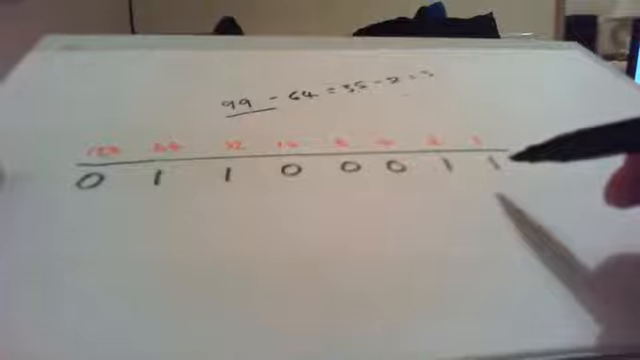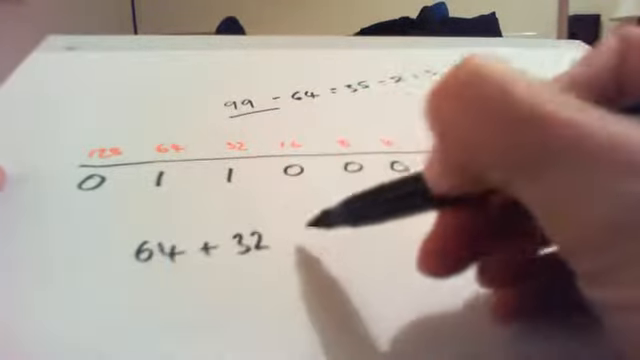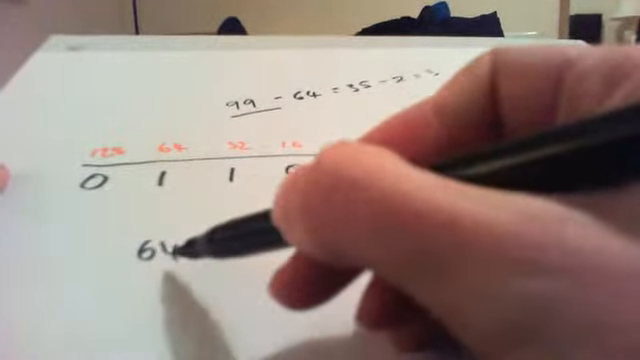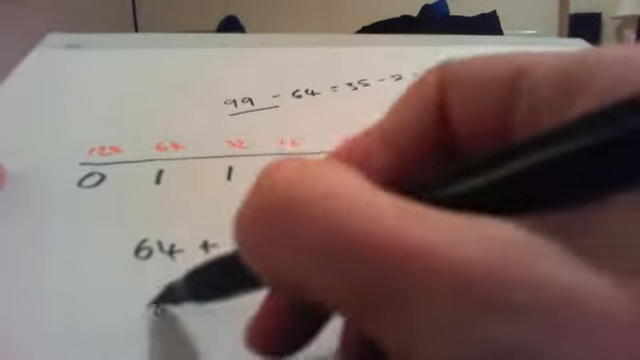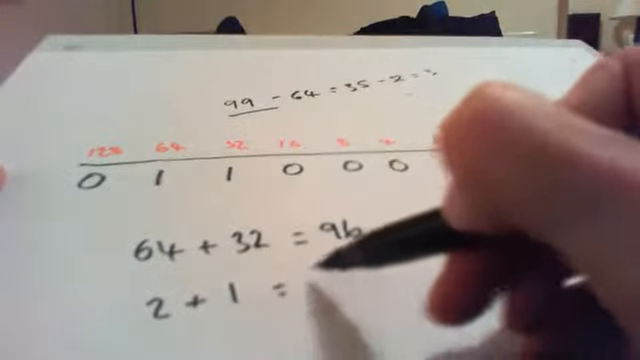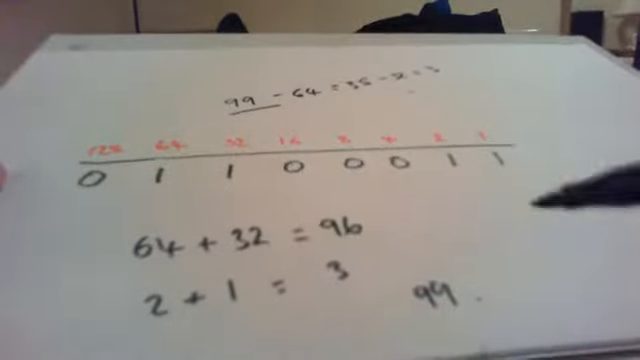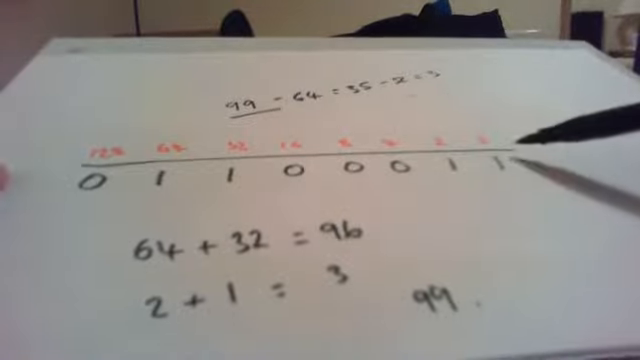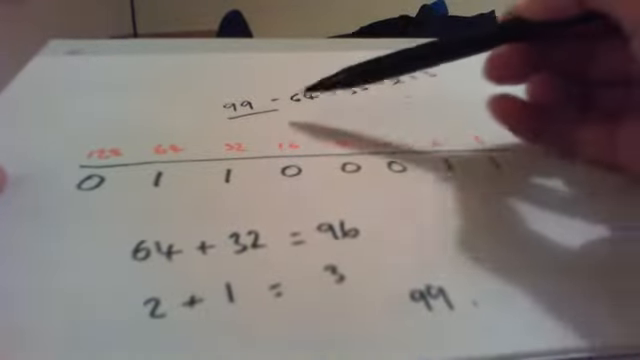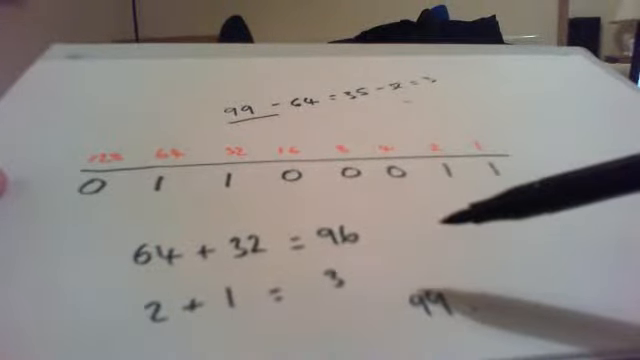What I could do, to make sure that I'm right, is add these up again. So we've got 1 lot of 64 plus 32, and that would give me 96. And then I've got 1 lot of 2 plus 1 lot of 1, which gives me 3. 96 plus 3 gives me 99. And then I know that I've done that right. So if I had this in the exam, I could do it the greedy approach. If you're anything like me and are terrible at adding simple numbers, you can work it back again.